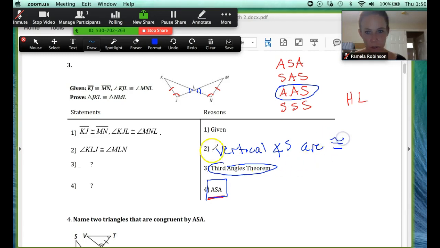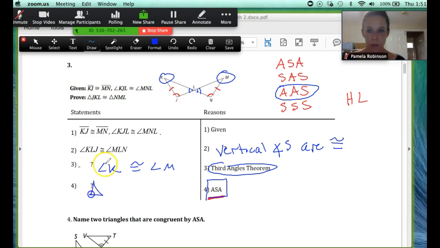All right, so let's do that. And then the third angles theorem. That's going to give us these angles being congruent. So we're going to go angle K is congruent to angle M. That's the third angles theorem. Then finally, these two triangles are congruent by angle, side, angle.